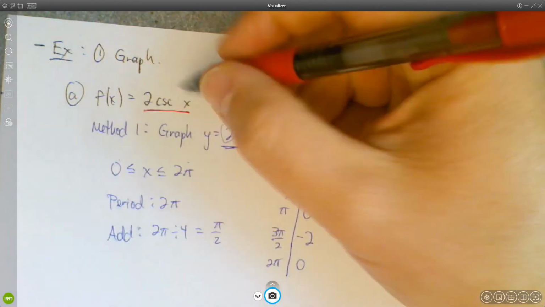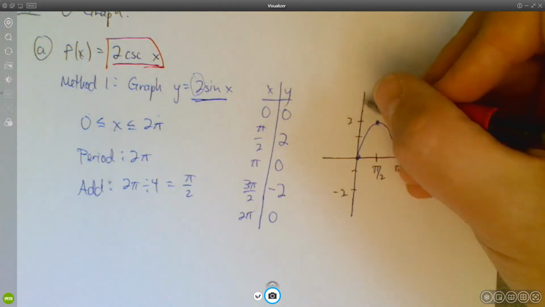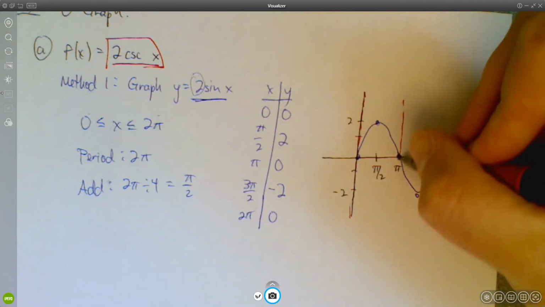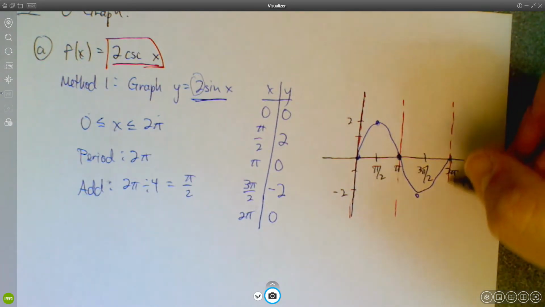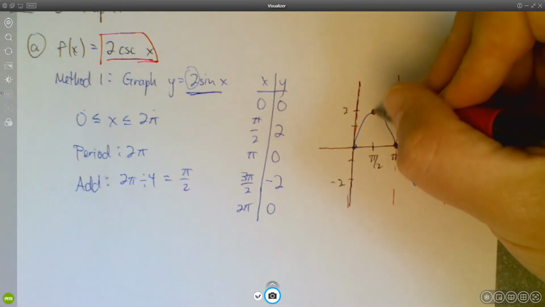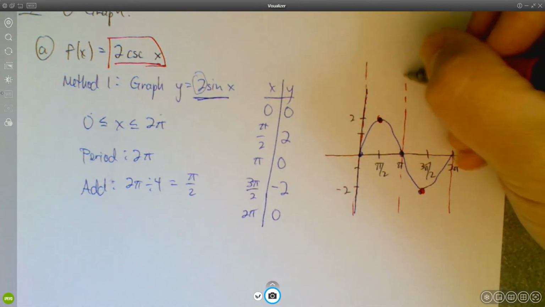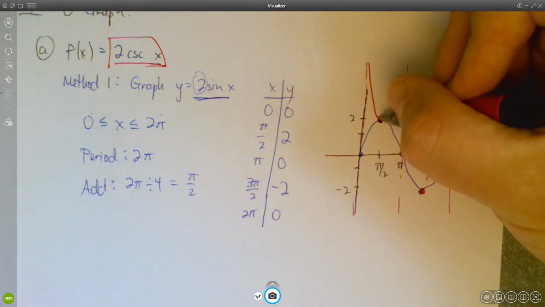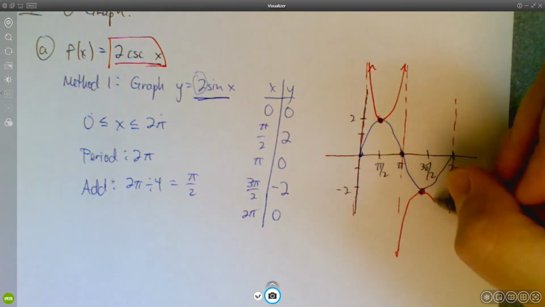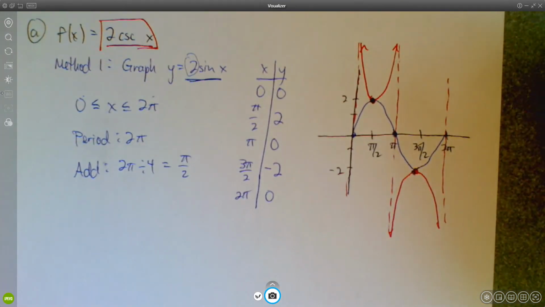So the cosecant function then, in red, is going to have asymptotes whenever the sine function is 0. So that happens here, and here, and here, right? So all of the integer multiples of pi. And then it's going to be 1 wherever sine is 1. It's going to be -1 wherever sine is -1. And then it does kind of the opposite thing of the sine function. So it does that, and it does that. Okay, and that's one copy of the cosecant function.